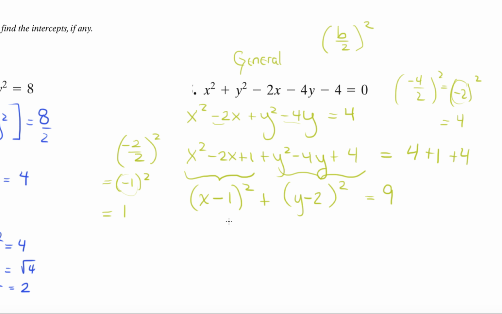Therefore, we can find the center and the radius. The center, remember, is the opposite of the sign. For x it is positive 1 and for y it is 2. The radius, well, r squared equals 9. That means that r equals the square root of 9, which means r is 3.